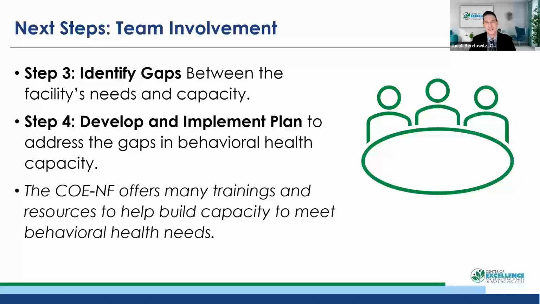So now, in step 3, we're going to take everything that we've learned about our resident population from step 1, everything we've learned about our facility capacity from step 2, and we're going to do a comparison and look for any gaps. Are there any areas where we have needs that the residents have, but we're not currently meeting them? Or even if we are currently meeting them, we feel we can strengthen what we're doing for the residents in this area.